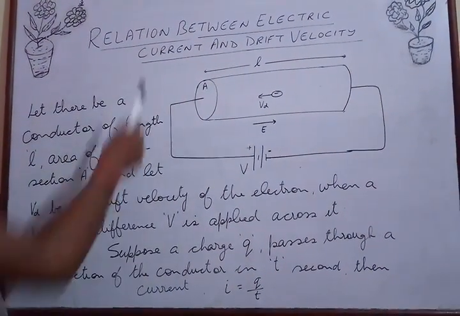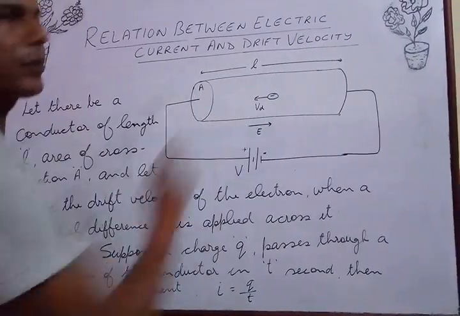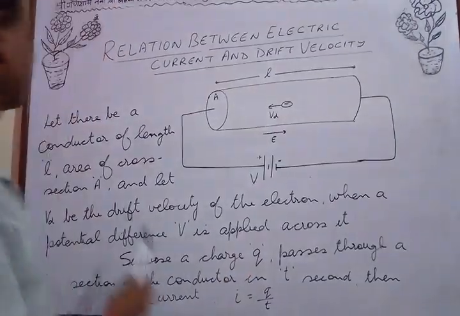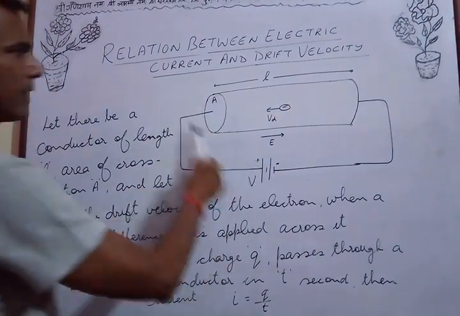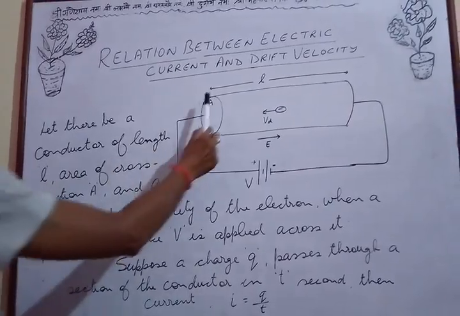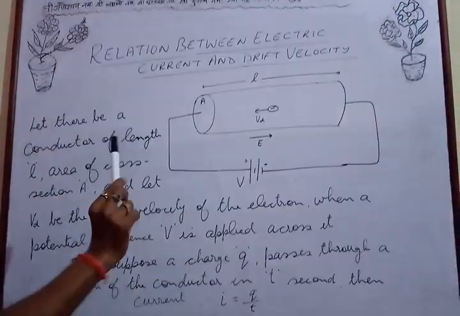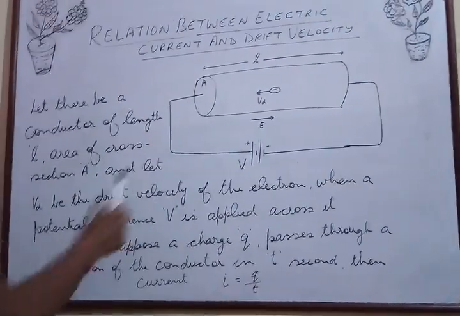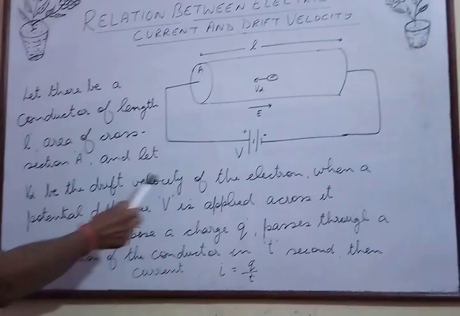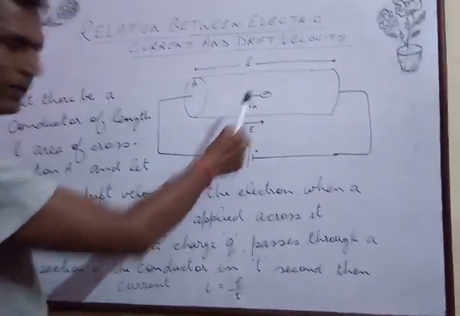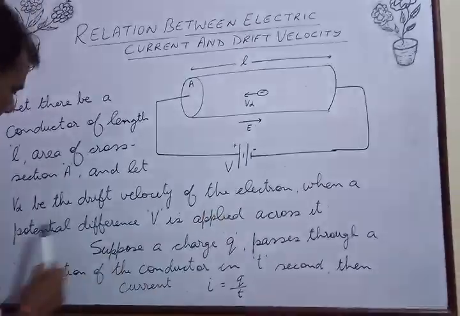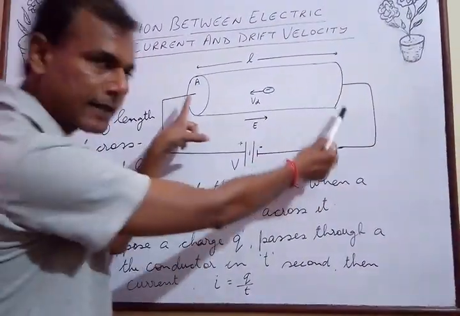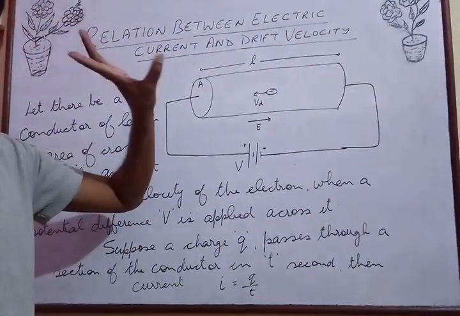Now we are going to derive the relationship between electric current and drift velocity. Let there be a conductor of length L, and let the area of cross section of the conductor be A. Let Vd be the drift velocity of the electron when a potential difference V is applied across the conductor.